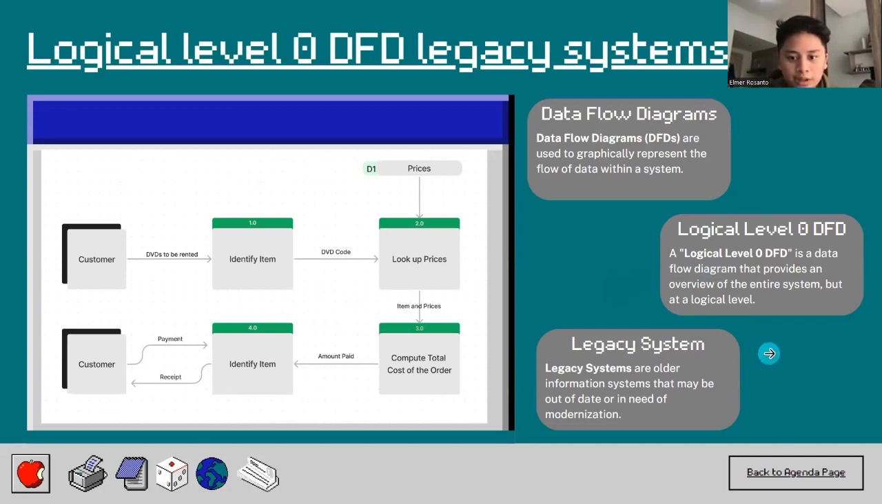And now for the application in the DVD case, we can see that the logical level 0 DFD system can be implemented with the customer as the entity and consists of four processes: identify item, lookup prices, compute total cost of the order, and lastly, settle transaction and issue receipt. All of them are connected through data flows such as DVDs to be rented, DVD codes, and others that you can see in the diagram.